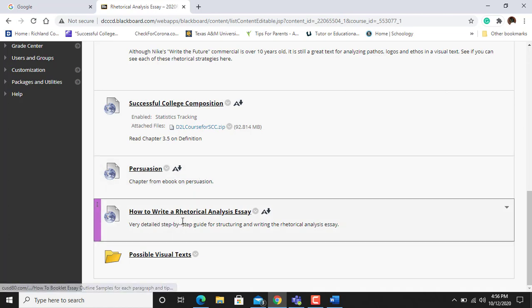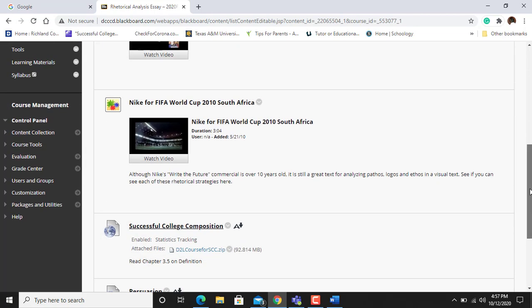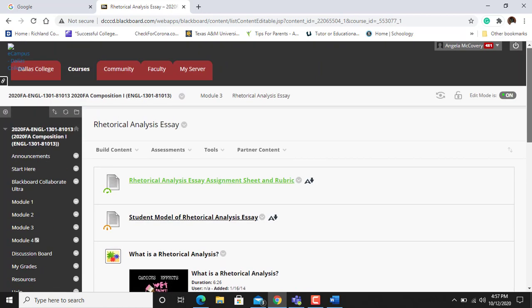Here's a step-by-step detailed guide on how to structure and write your rhetorical analysis essay. And then here's possible visual text for you to choose from, if you care to. If you are just clueless and you don't want to hunt and peck for a visual text to analyze for your paper, you can choose some of these. Some of them are old. It's up to you. You can totally choose your own. All right. So I think that's about it.